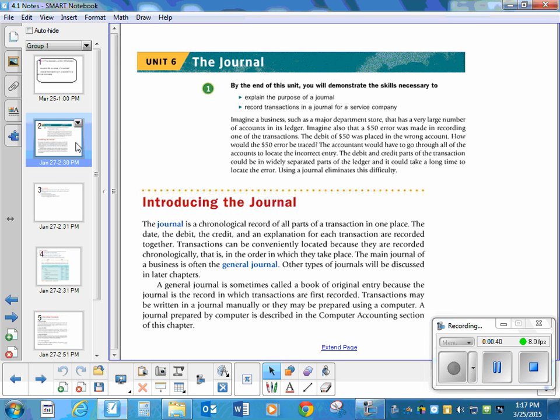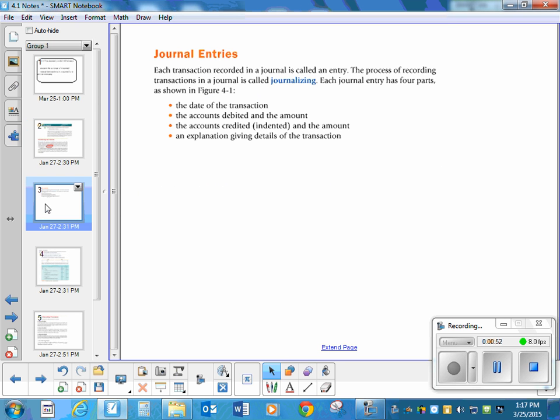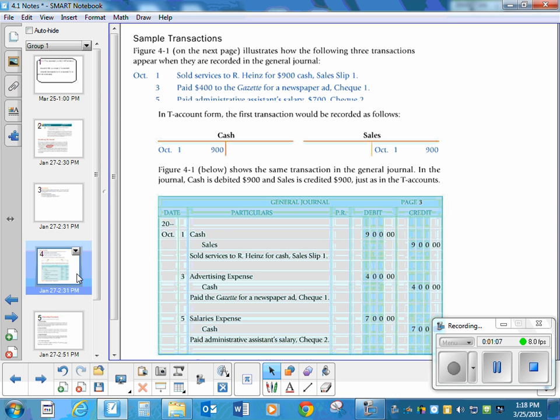The journal that we're going to talk about most is going to be a general journal. You can think of a general journal as being some sort of a diary of all the transactions that are happening for the company. There's 4 parts to every journal entry. One is the date of the transaction. One is the accounts that are being debited, the account that's being credited, and an explanation of what is happening in the transaction. So this is what a journal looks like.